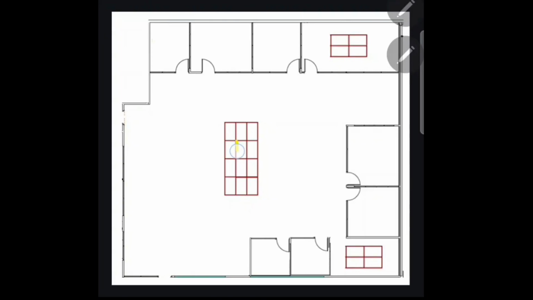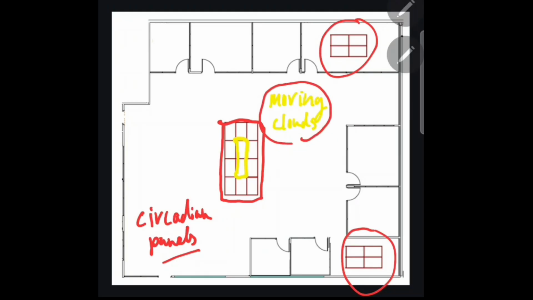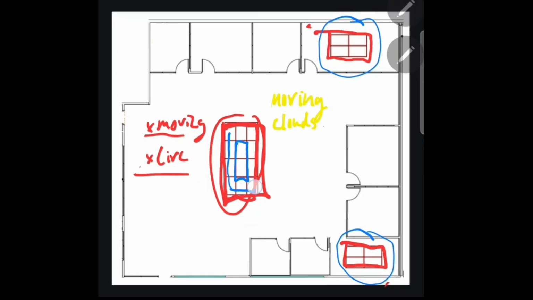So what you could do for the office layout is you could have the center panels in the common area as your moving clouds, and then you could have the panels around those two center panels as your circadian panels. And then in your offices here and here, you could have those as either the circadian panels or the moving clouds. I recommend doing it in the moving clouds because the offices is where the business will get done, in the meeting rooms. So you'll end up with 10 of the moving cloud panels and 10 of the circadian panels.